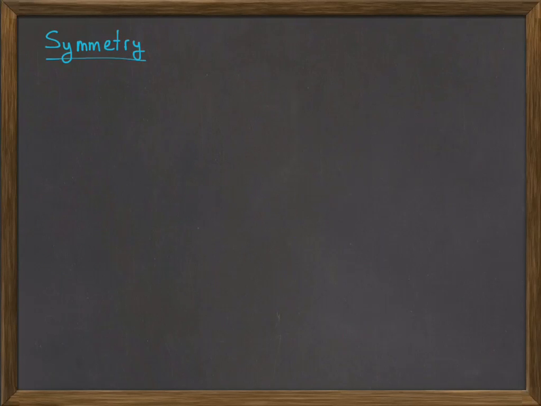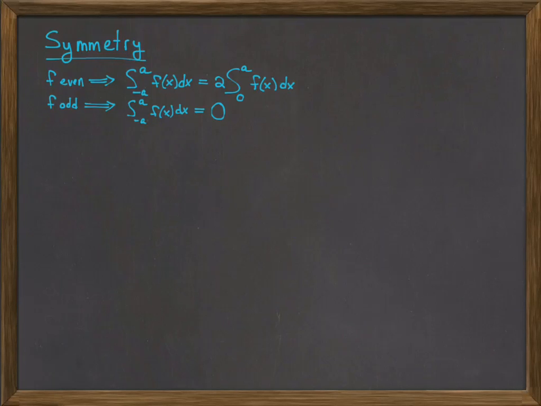Really brief on symmetry. If you have an even function and you integrate it from negative a to a, some symmetric integral, symmetric about 0, then you can just do the integral from 0 to a and double it. And if you have an odd function and you do the integral from negative a to a, you just get 0.